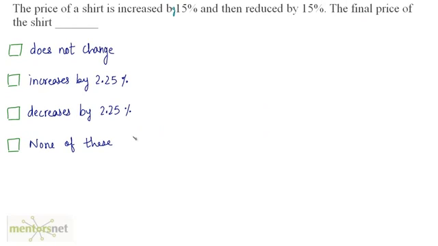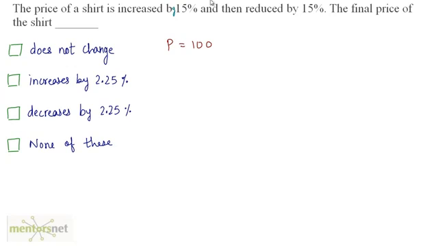The price of a shirt is increased by 15% and then reduced by 15%. What is the final price of the shirt? Well, at first glance, it seems that the price of the shirt will not change, but that's not the correct answer. Let's see what is the correct answer. So firstly, let us consider the price of this shirt to be 100 rupees. So P is equal to 100.